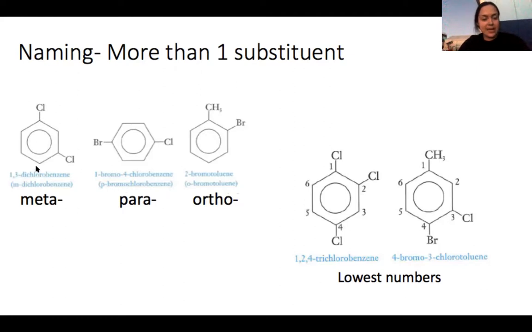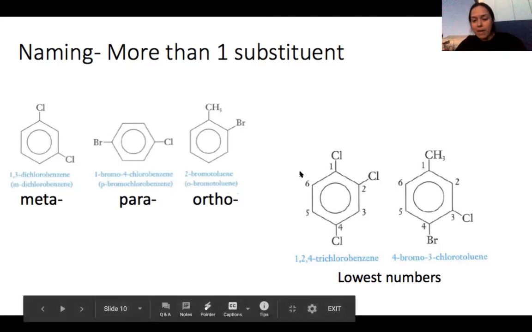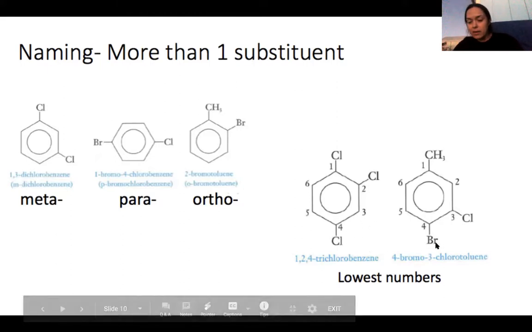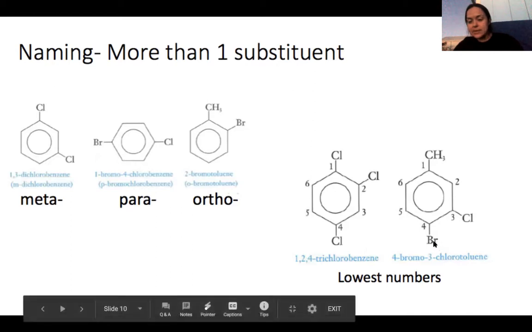And if they're not exactly opposite, but right next to each other, so that middle position, that's called meta. So this is 1,3-dichlorobenzene. Okay, so our m-dichlorobenzene, okay? And when we have multiple substituents on a ring, we want to make sure we give them the lowest numbers possible. So this is 1,2,4-trichlorobenzene. And then here, we want to put the bromine first because it comes first alphabetically. So this is 4-bromo-3-chlorotoluene.